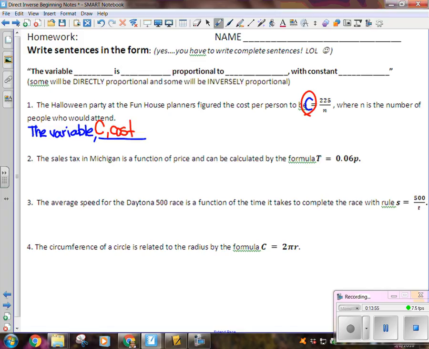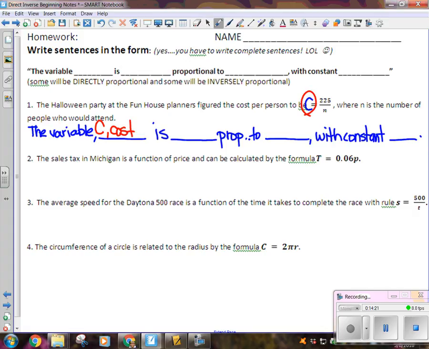And then it says is. It says blank proportional. Can I abbreviate proportional P-R-O-P? Is it okay if I abbreviate P-R-O-P? Yeah. Proportional, because proportional is a longer word. To blank with constant blank. Now, let's just see if we can fill this in.